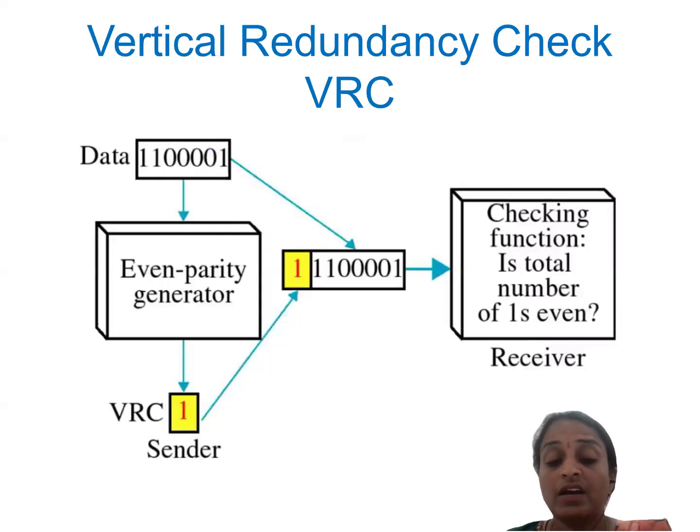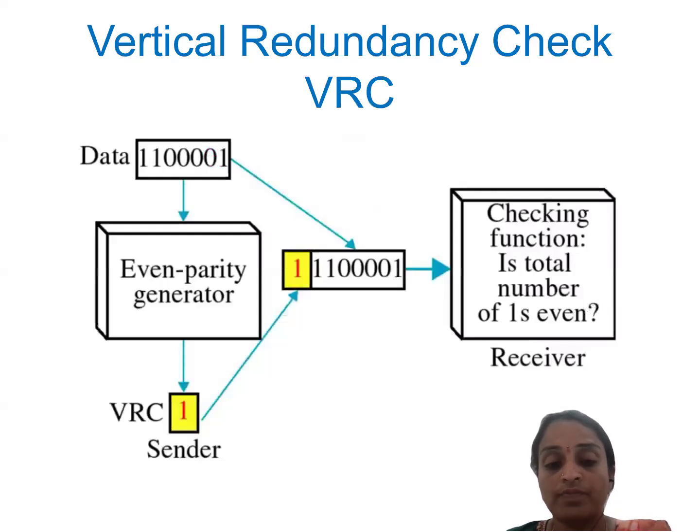Okay. Here, we are utilizing even parity generator. Even parity generator is nothing but if the data contains an even number of ones, it will be accepted. That is even parity. Otherwise, it will be odd parity. If data contains an odd number of ones, that is represented as odd parity. If the number of ones in data is even, that represents the even parity.